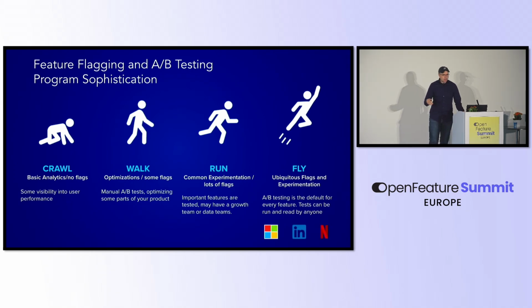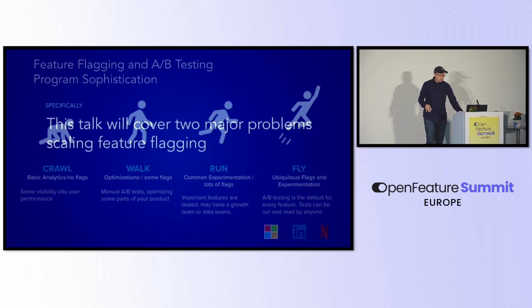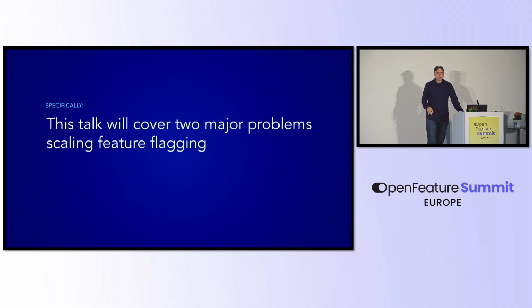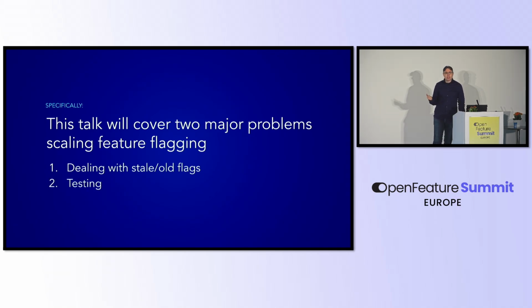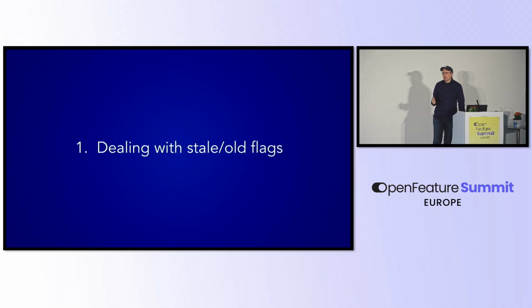This is where your top companies are, like your Microsofts, LinkedIn, Netflix, Google. And to give you some idea of the sense of scale here, Google runs about 100,000 experiments a year, right? LinkedIn is at about 60,000. So these are a much different set of problems that you're facing when you're running just a couple features to running 100,000 features. And so this talk is going to cover two of the problems you're going to run into if you get into this phase. One of them is dealing with old and stale flags, and the other one is around testing in this world. So jumping right into dealing with old feature flags.